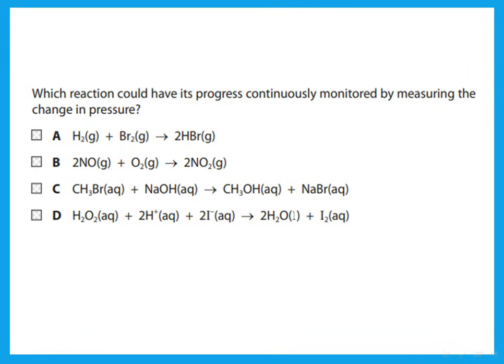So we need gases. So first of all, C and D are wrong. So I need to choose between A and B. The problem with A is that the number of moles of gases before the arrow is the same as the number of moles of gases after the arrow. So you actually would not have a change in pressure. So the only one I can measure the change in pressure in is the reaction in B.